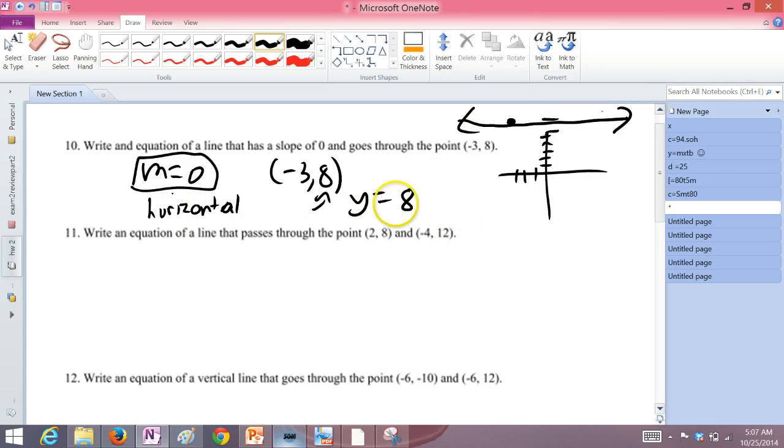Horizontal lines have equations y equals b. If we go into y equals mx plus b with a 0 slope, we get y equals b. And it's the b value of the point that they gave you. So y equals 8 is the answer to that question.